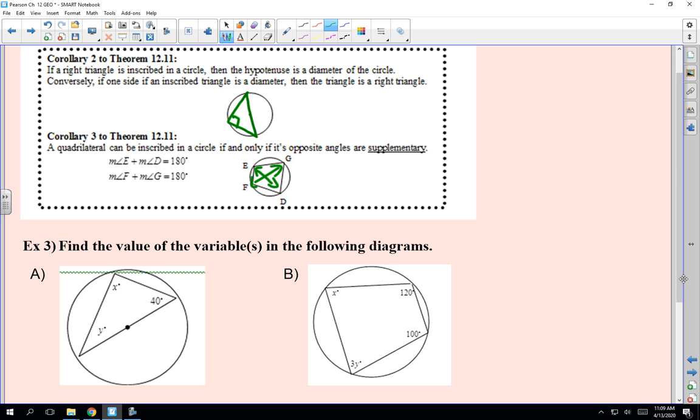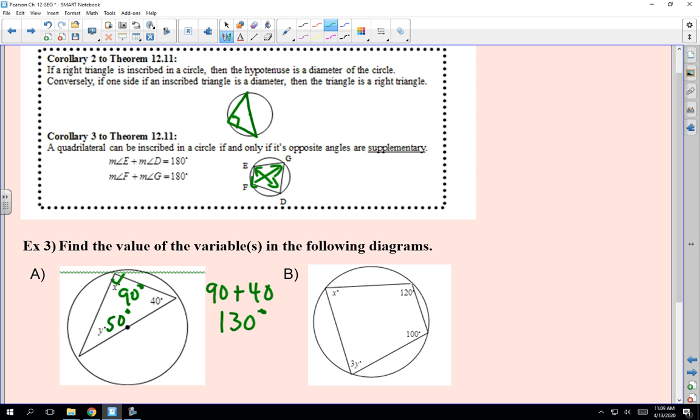So here we have a triangle inscribed in a circle. We're given one of the degree measures. We know that x has to be 90 degrees. And combine that with the fact that we know that the three angles must add up to 180. 90 and 40 give us 130 degrees, leaving 50 degrees for angle y.